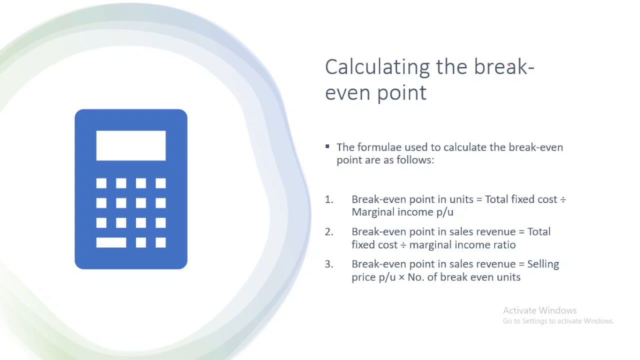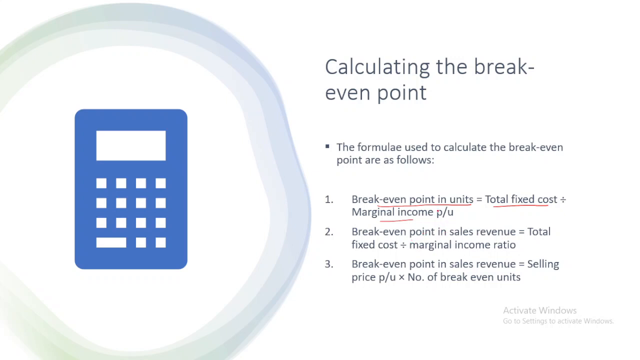To calculate the break-even point, we have three formulas. First, we calculate the break-even point in number of units: how many units are supposed to be produced and sold for us to reach a point where we're not going to make any profit or loss. To calculate that, it will be your total fixed cost divided by your marginal income. This is where your income equals your total fixed cost plus your variable cost.